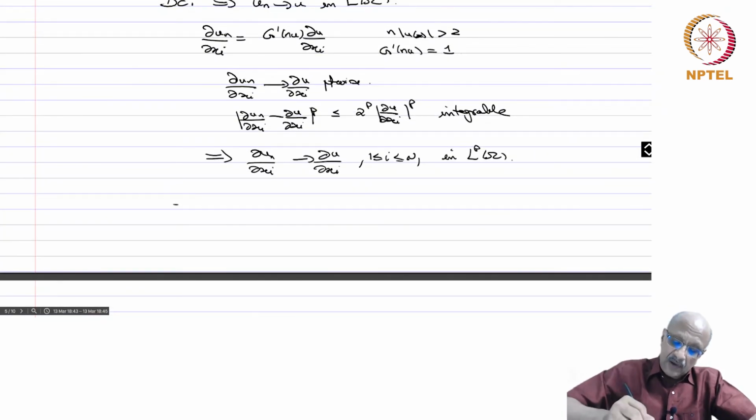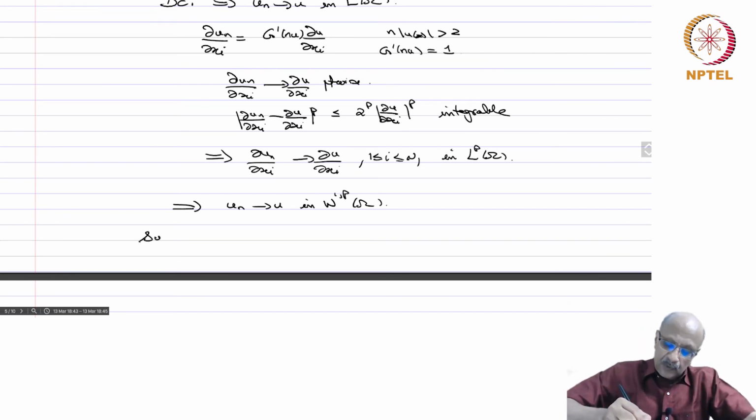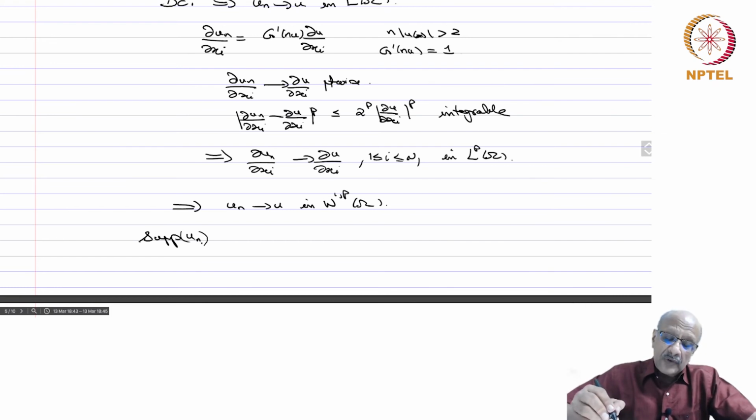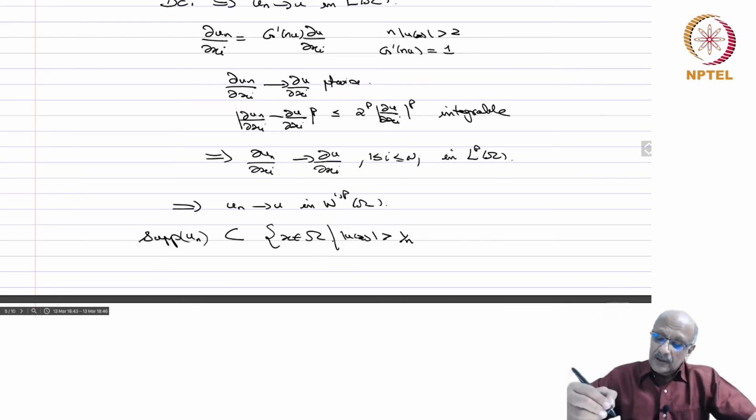Consequently, we have the claim that un goes to u in W1p of omega. Okay. So now what is the support of un? Support of un: u is a continuous function, un is also therefore a continuous function, it is an image by this thing, and therefore this support is again well defined, and this is contained in the set of all x contained in omega such that mod u(x) is greater than 1 by n, because if mod u is less than 1 by n then g is 0.